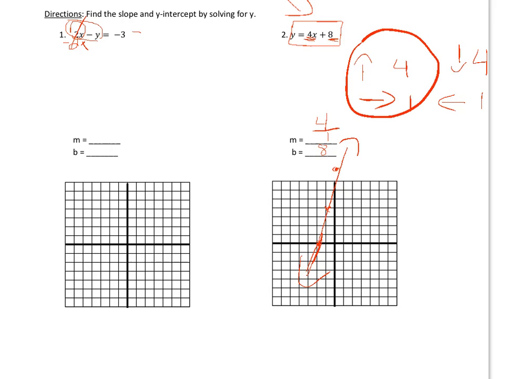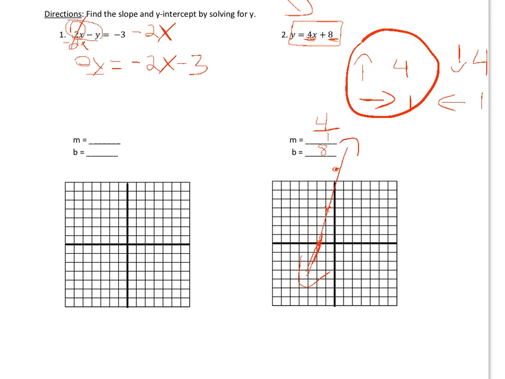This cancels. I subtract 2x from the right. So I have negative y equals. Now I always want the x term first because I want it in slope-intercept form. So it's negative 2x minus 3. Now I can't just leave it like that. Do not forget this negative. A lot of students forget it.